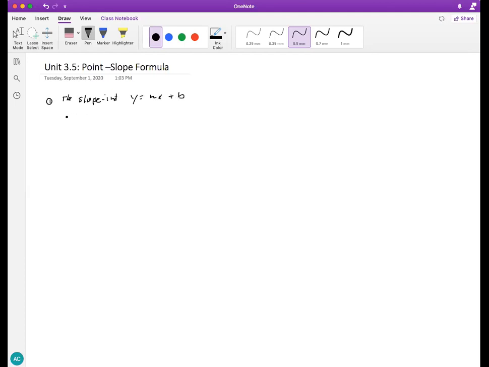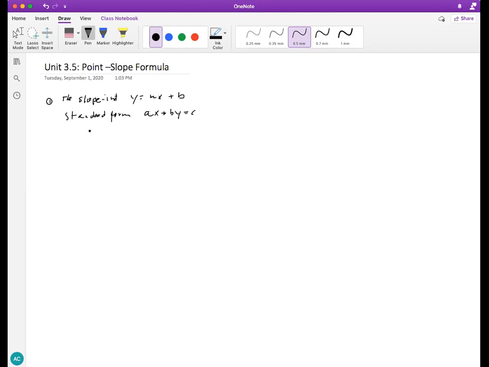We also saw the standard form of a line, which is something like this: ax plus by equals c.